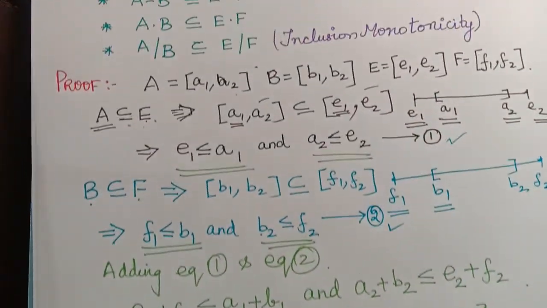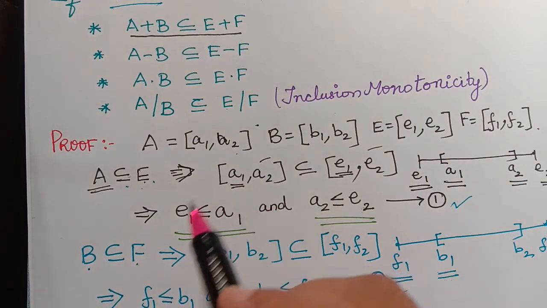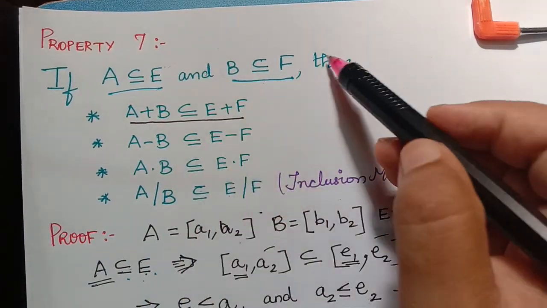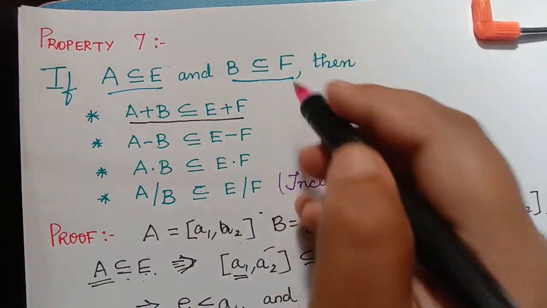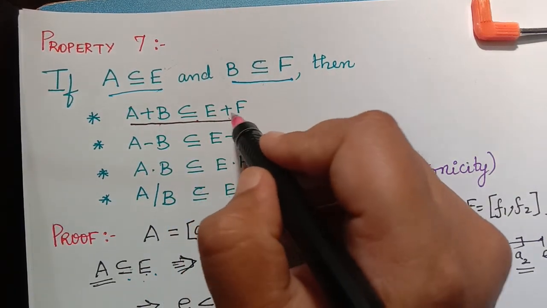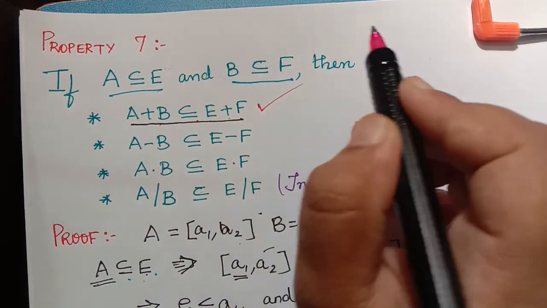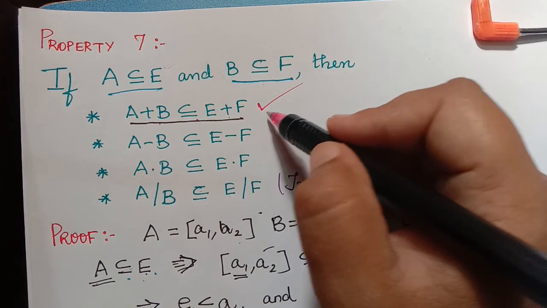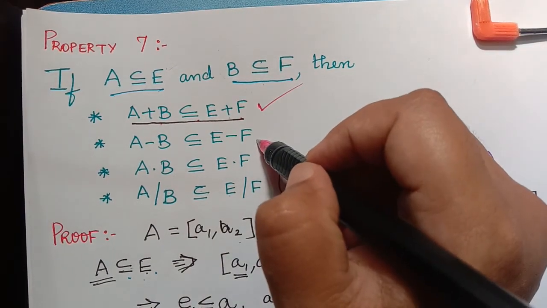So we started with A a subset of E and B a subset of F, and we have proved that A plus B is a subset of E plus F. So the addition property is proved. Hope you have understood this concept. In our next video we shall learn the subtraction property.